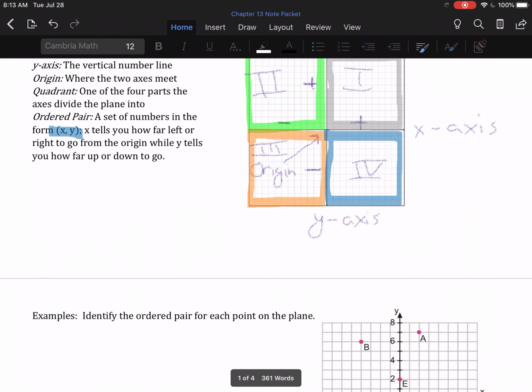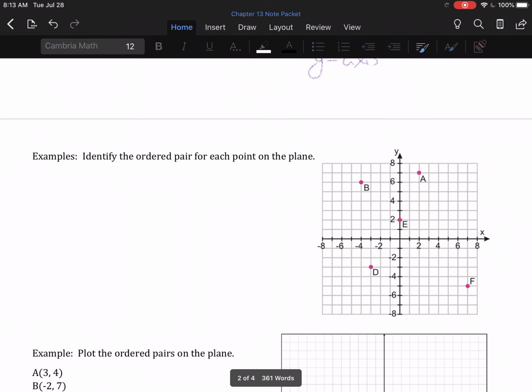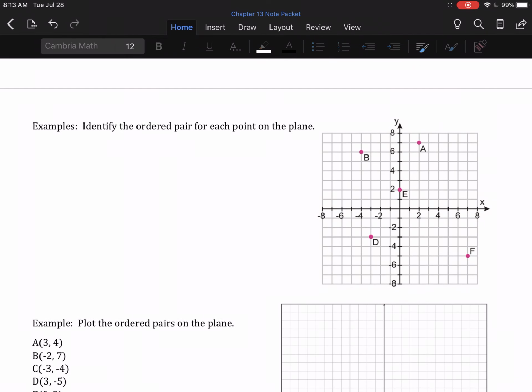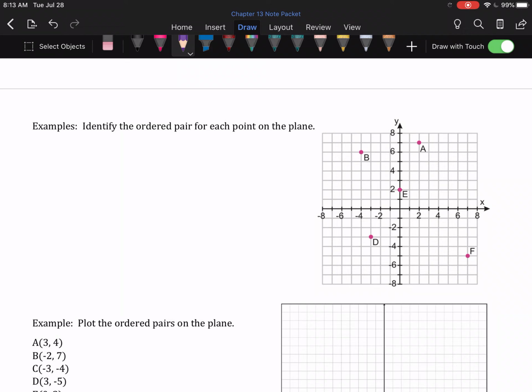So now we're going to identify the ordered pair for these points. So these are points A, B, D, E, and F. There is no point C. And notice as points, these are just capital letters. Lowercase letters are used in equations and inequalities. Capital letters are used for points.